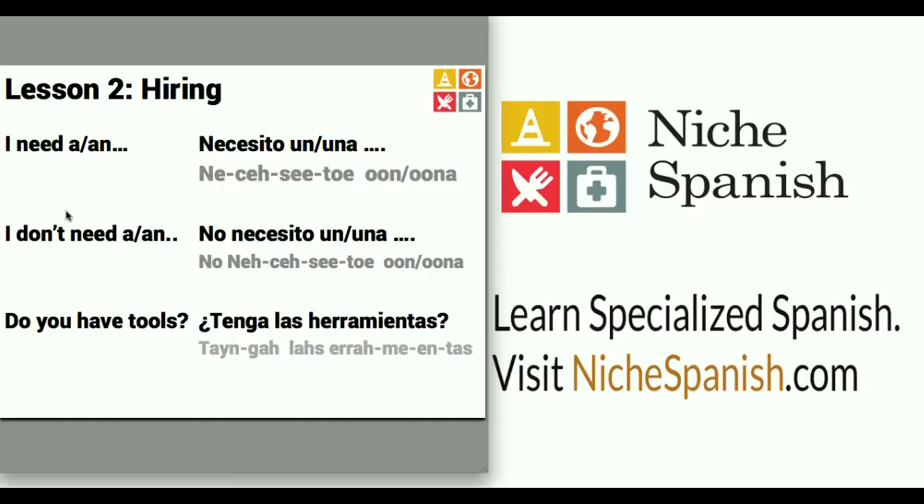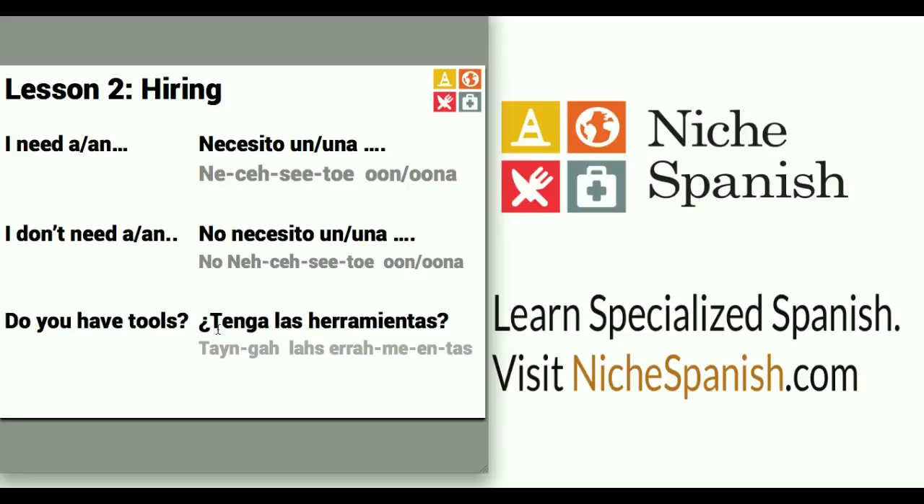And just to say I don't need somebody, you would just add no in front of it. No necesito, and that O indicates I, no necesito un or una, and then whatever person. And the next common phrase that I thought to throw in there, especially for construction work, is if people have tools. So for this question, you would say tenga las herramientas. So just like with what we said with hola, and words that begin with the letter H, you never pronounce the letter H at the beginning of a word in Spanish.